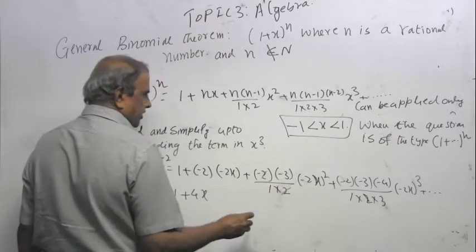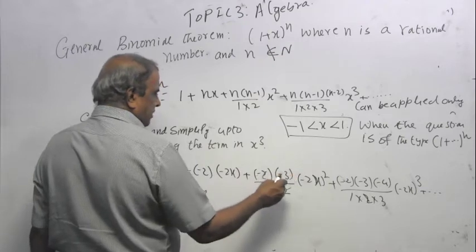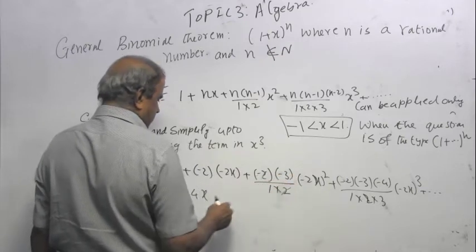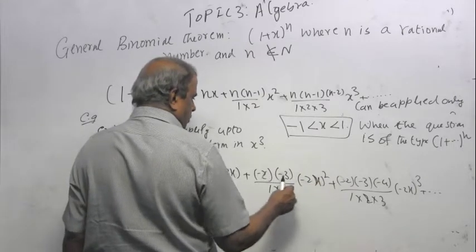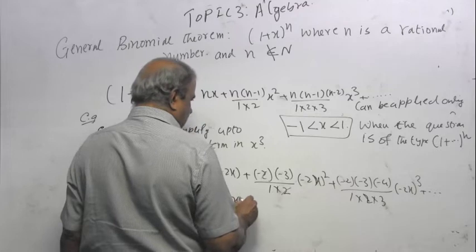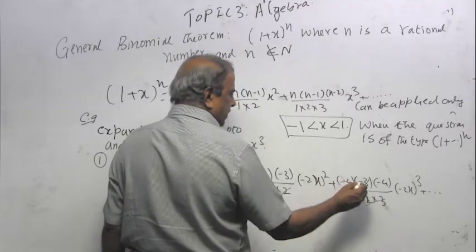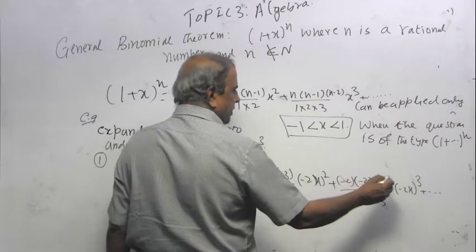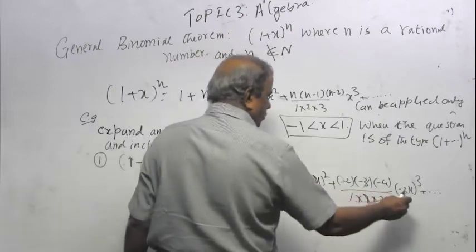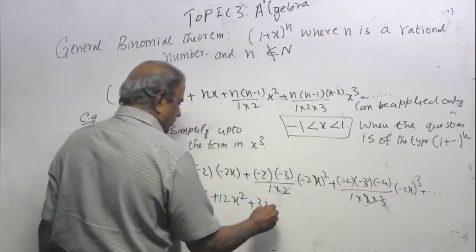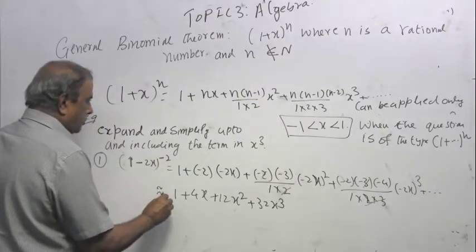Here 2 and 2 cancels. 2 squared is 4. Minus and minus is plus, plus and plus, plus. 2 squared is 4. 4 3s are 12. 12x squared. Here 2 and 3 cancel. Minus and minus is plus. Plus and minus is minus. A minus and a minus makes it plus. 2 cubed is 8. 8 4s are 32x cubed. And you don't put equal to, you put approximately.